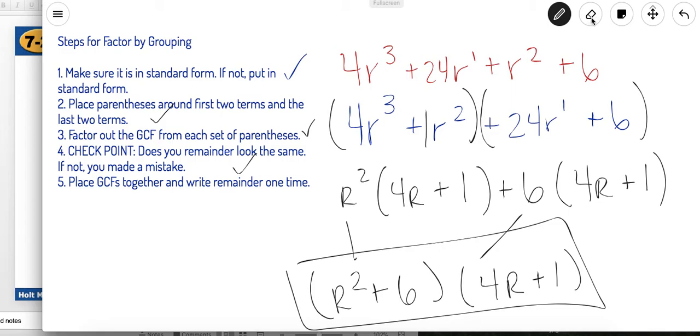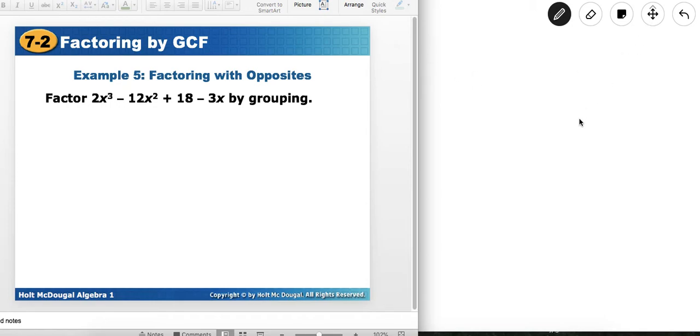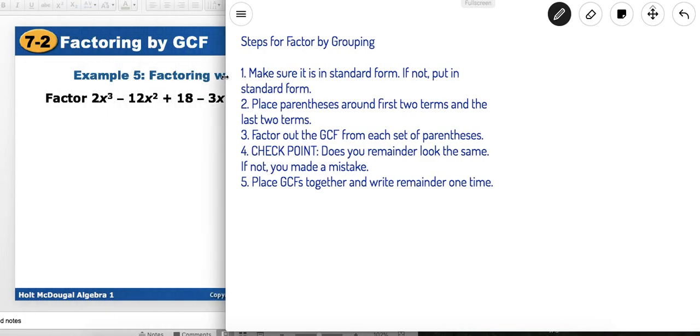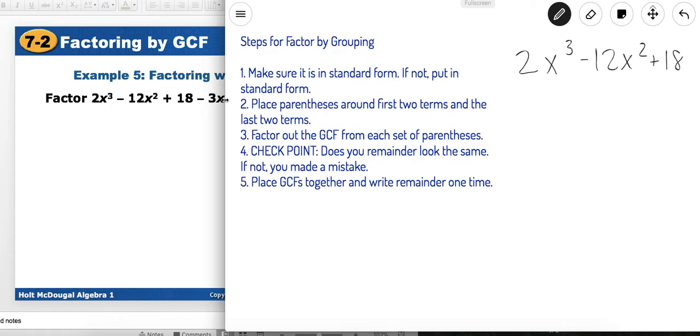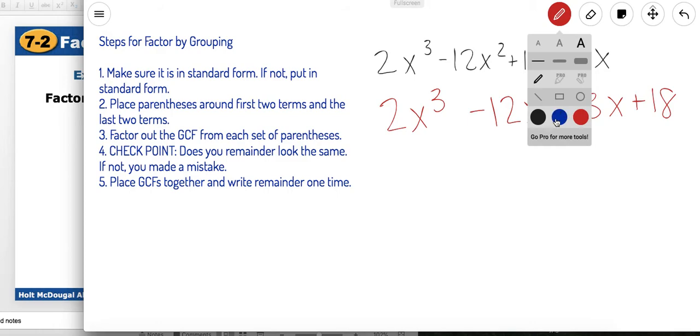Okay, so let's try one more problem. All right, so step 1. What we're going to do for step 1, make sure that it's in standard form. So I'm going to rewrite this so that it's in standard form. Step 2, place parentheses around the first 2 terms and the last 2 terms.